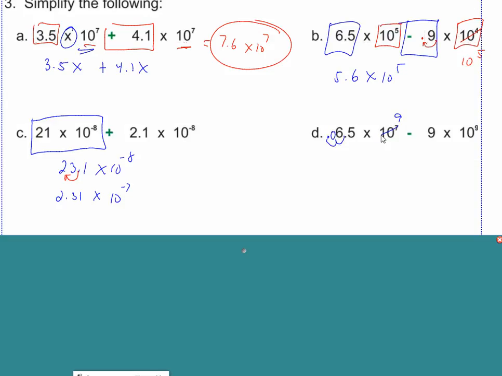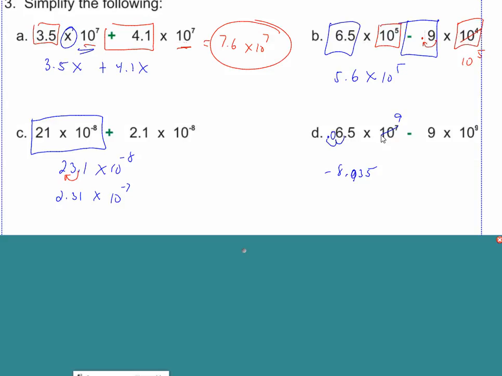So what do we got? 0.065 positives and 9 negatives. So that is going to be -8.035. Huh? No, it's 9 negatives and 0.065 positives. You have a negative number and a positive number. These positives take away that amount of the negatives, leaving you -8.935. Yeah. Now I got you.